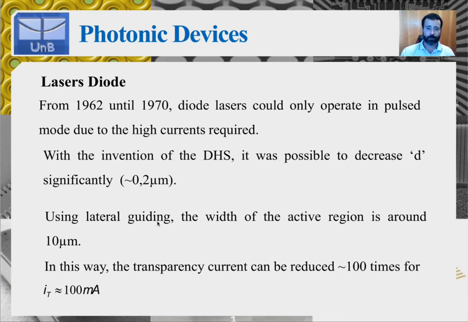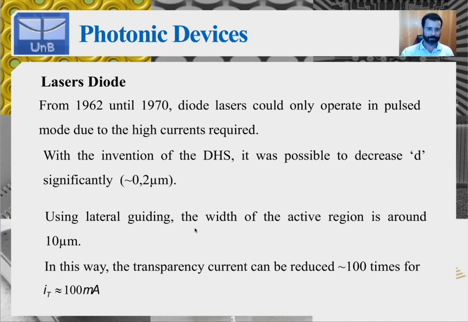Plus, using lateral guiding with the advances of fabrication technology, the other dimension associated with the active region, the lateral dimension, which is associated with the lateral confinement of light, can be of the order of 10 micrometers, which is pretty small. So by using all of these improvements, the transparency current was reduced by around 2 orders of magnitude. Typical values nowadays are around tens or hundreds of milliamps instead of a few tens of amps.